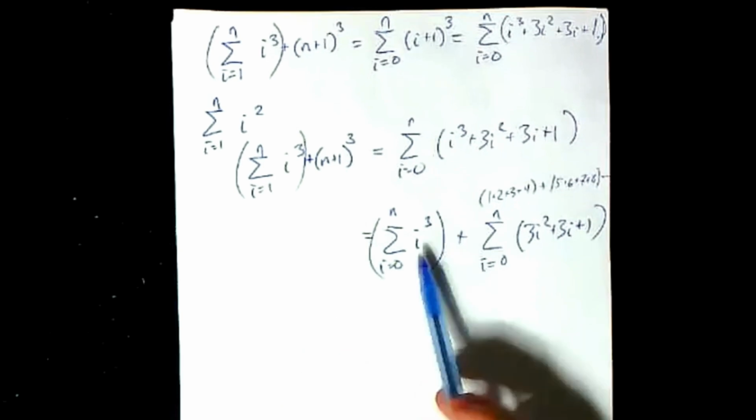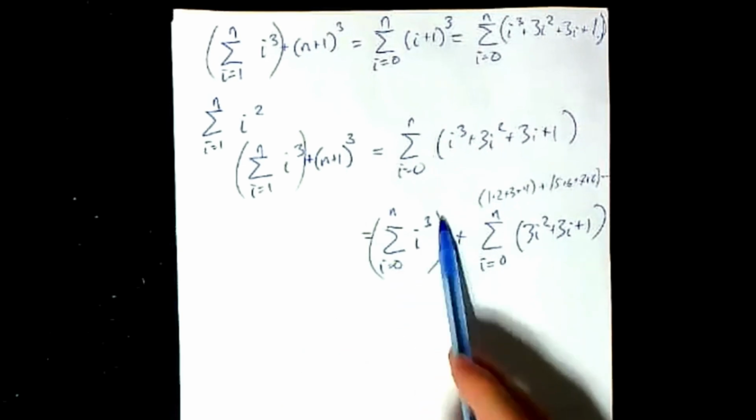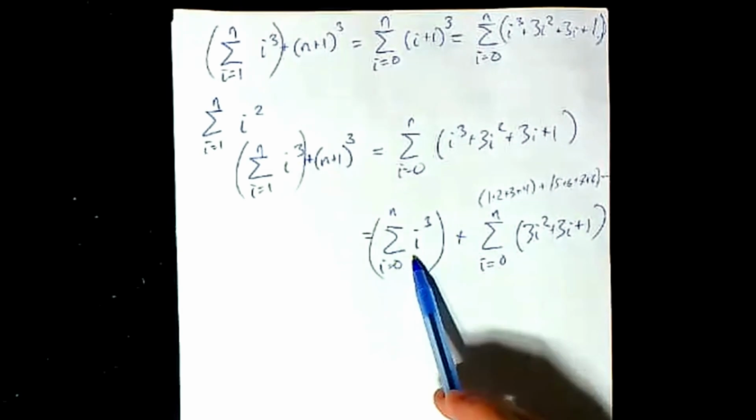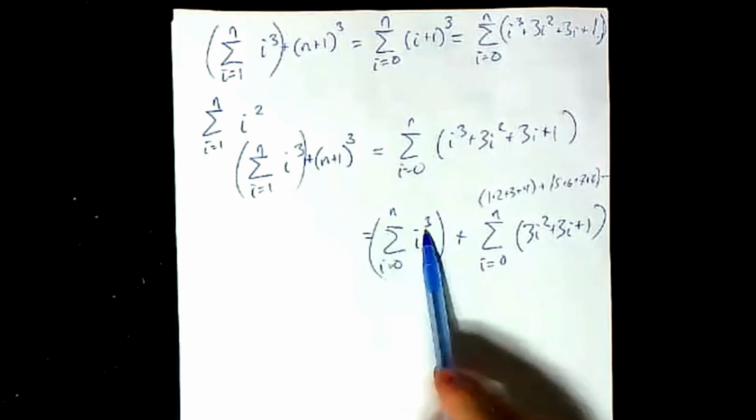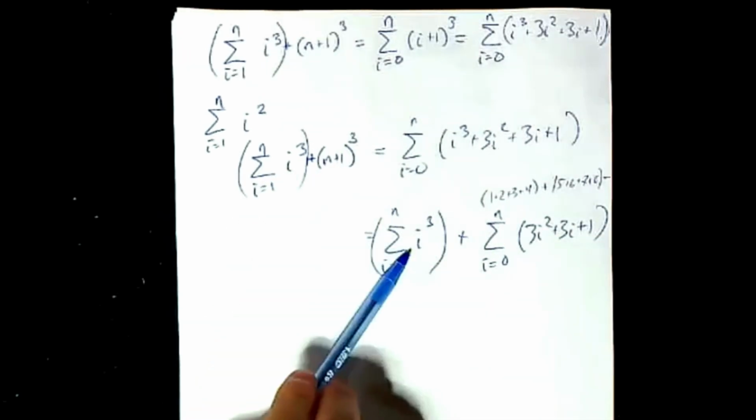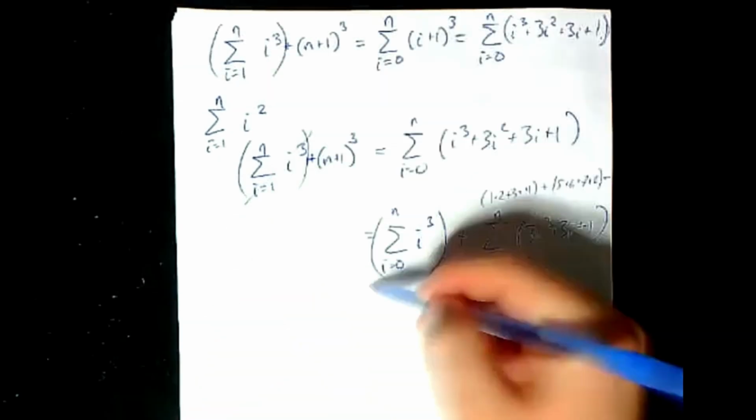Oh, in fact, they do. Because when i is 0, you just get 0 cubed, which is 0. And so this is the same thing as i goes from 1 to n, because when i is 0, this is just 0. And so these directly cancel out. So subtract those on both sides.